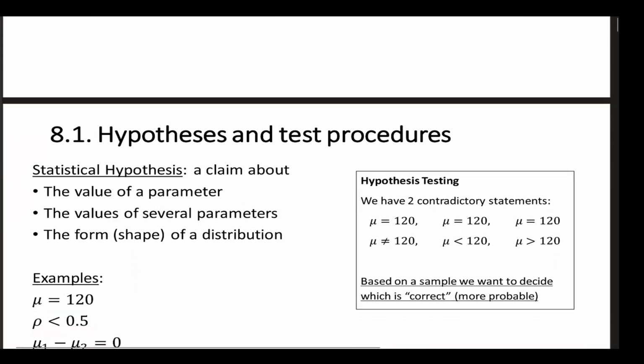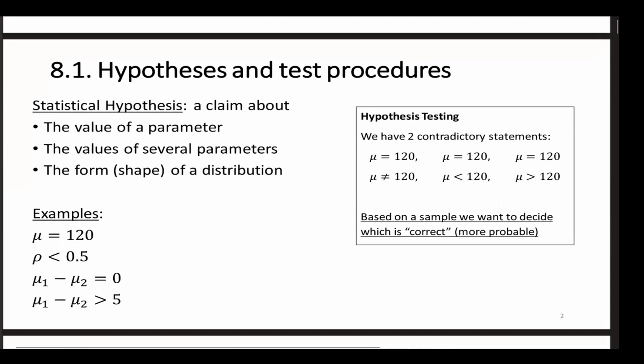So test procedures. Somebody, you or somebody else, makes a claim about some parameter. Usually the mean, but it could be other parameters like the variance, or the population proportion or whatever. But you make a claim about some parameter value.